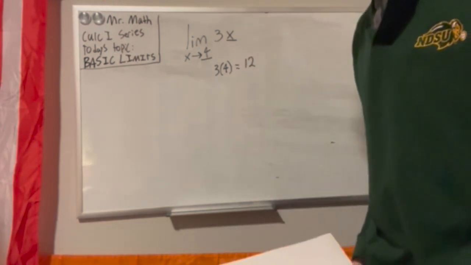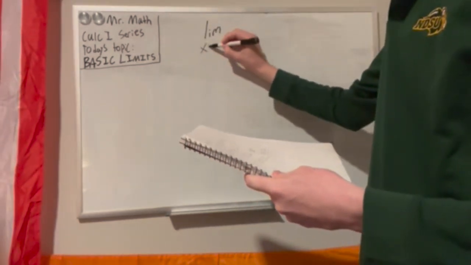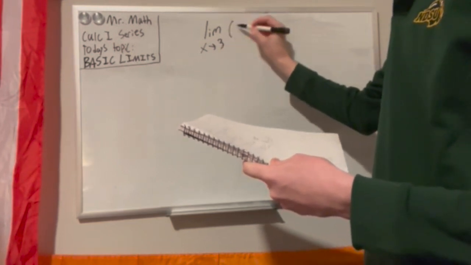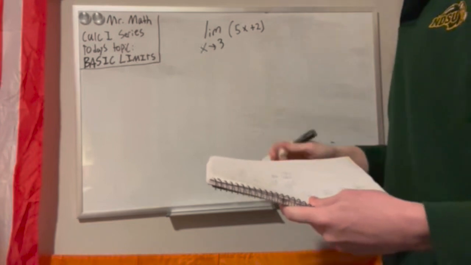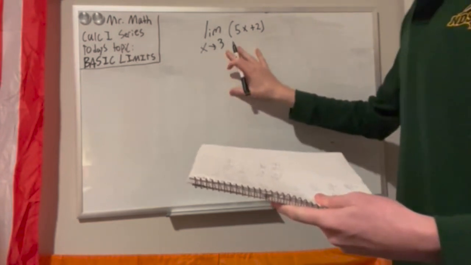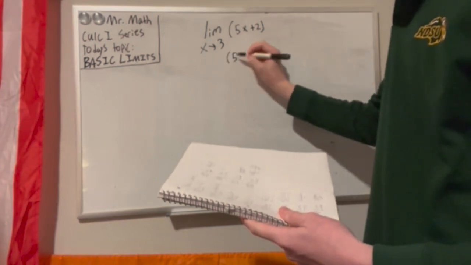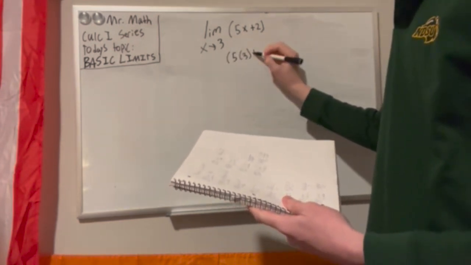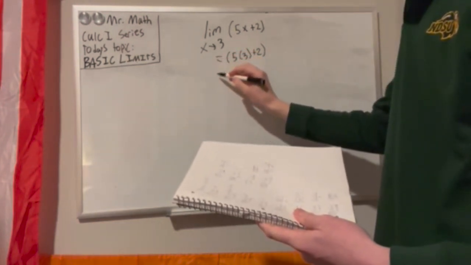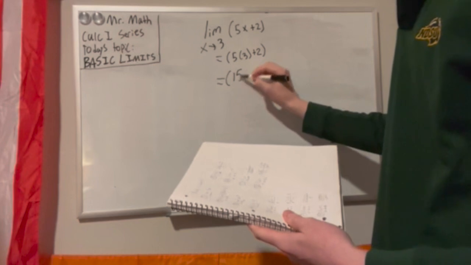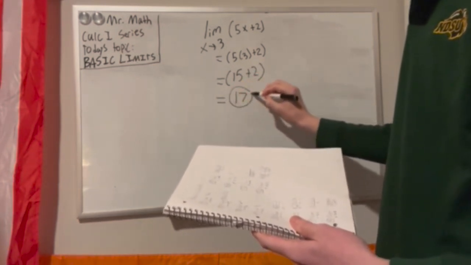Fairly easy one. Let's try another. So we have the limit as x approaches 3 of 5x plus 2. It's very important to include parentheses here. So again, we'll use the basic property and plug in 3 for our x. So we'll get 5 times 3 plus 2. Now we're left with numbers, so it's just arithmetic. So this equals 15 plus 2. And this equals 17. And that is our answer.